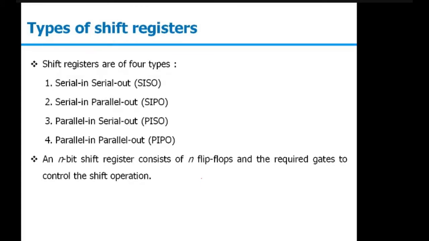Similarly, the second type will be serial in, parallel out. That is, you are loading the data in the shift register serially, but you are taking it out at once. The third one is parallel in, serial out. That is, you are loading the data at once, in a single clock, but you are taking it out serially. So it's a kind of parallel to serial conversion.